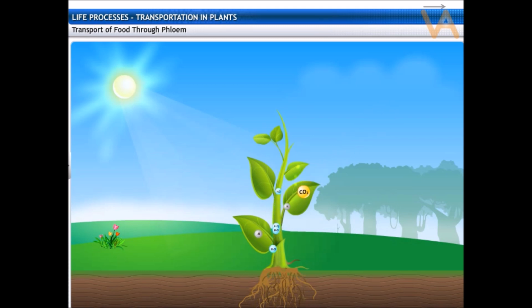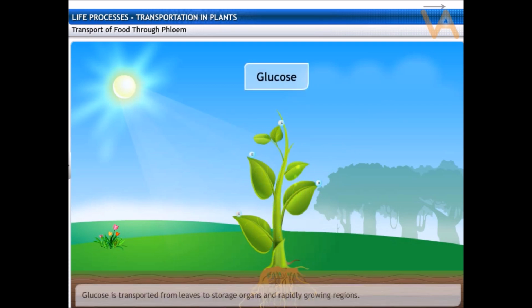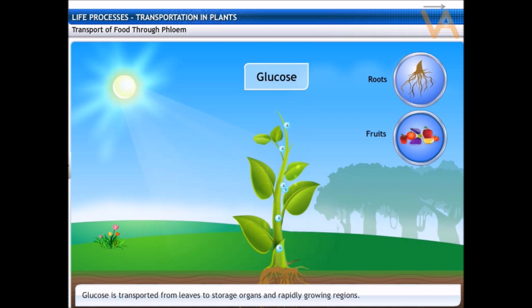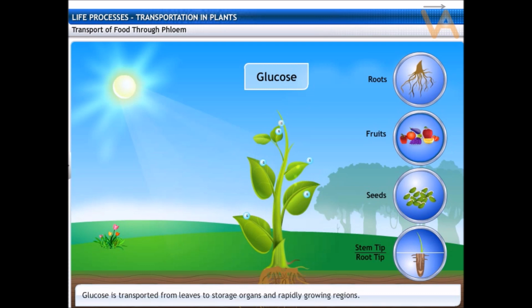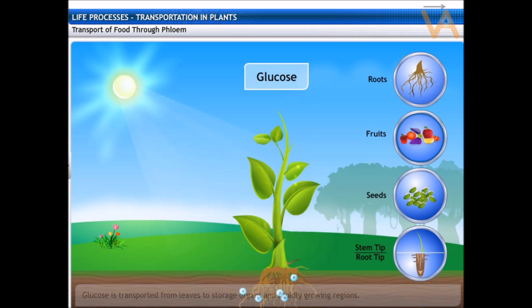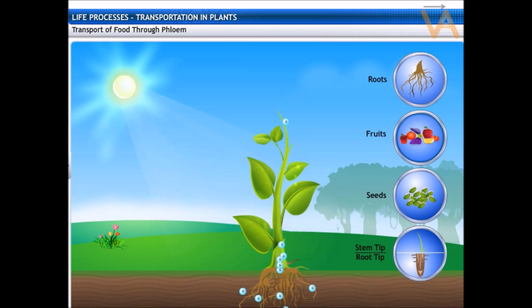Wondering what happens to the carbon dioxide, water, and minerals once they reach the leaves? They are used during photosynthesis to prepare glucose. This glucose is transported from the leaves to the storage organs of roots, fruits, and seeds, and to the rapidly growing regions of the plant. Thus, the food moves not only downward, but also in an upward direction.